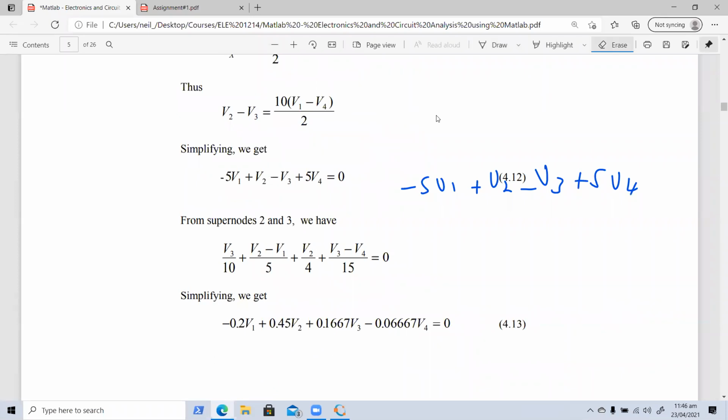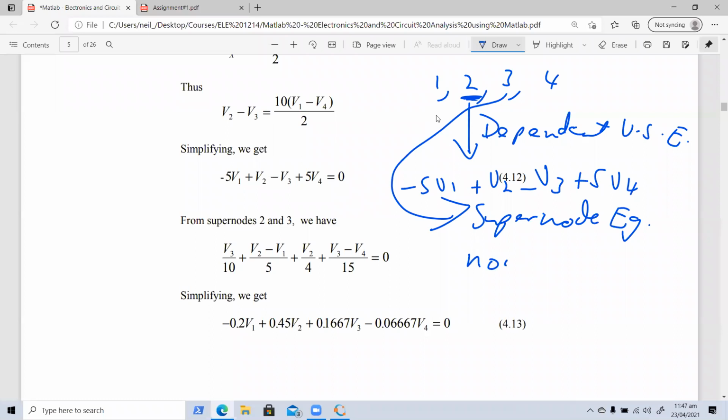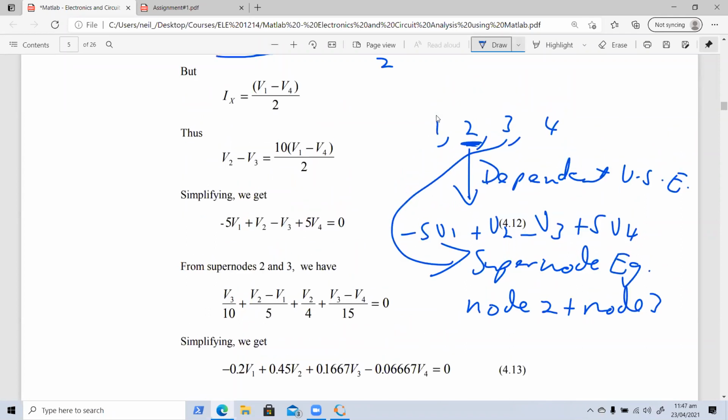Now, for a third equation, remember we would do node 1 equations, node 2 equations, node 3 equations, and node 4. What we do is we use the node 2 equation, we replace that with the dependent voltage source equation. And we replace the equation for node 3 with the supernode equation, which is essentially the equations for node 2 plus node 3. How we do that? So that's this equation that we're going to generate here. But let me show you how we do that.